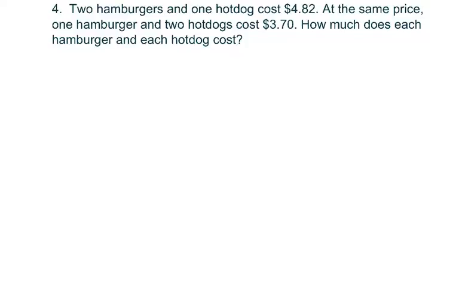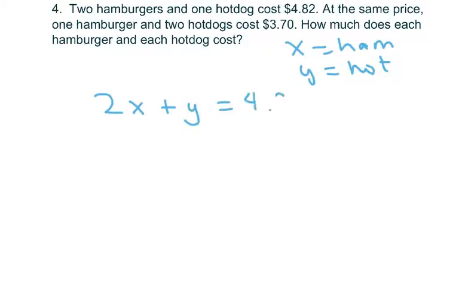In this case, they're kind of like the same thing. We don't have separate lines for anything separate. I'm going to let x be hamburgers and let y be hot dogs. So 2 hamburgers and 1 hot dog is $4.82. And 1 hamburger and 2 hot dogs is $3.70. And what I'm going to do here is elimination.